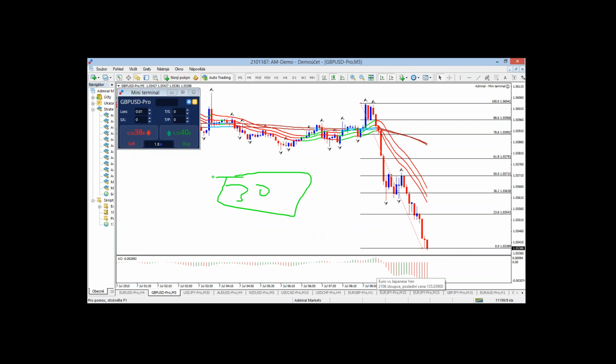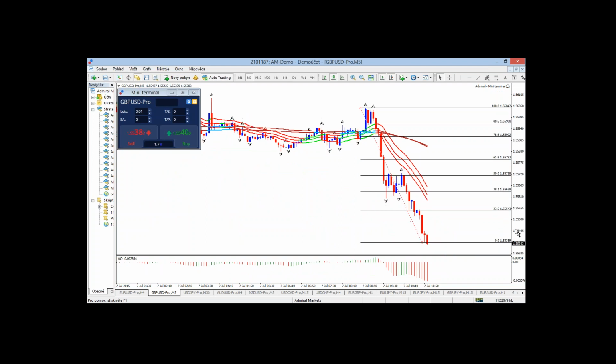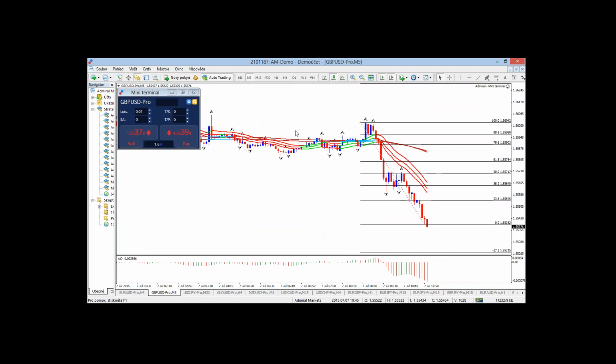I mean, the news event is an item in its own right. So if it is good news for the pound, it will move down, even though it is a bit oversold at the moment.